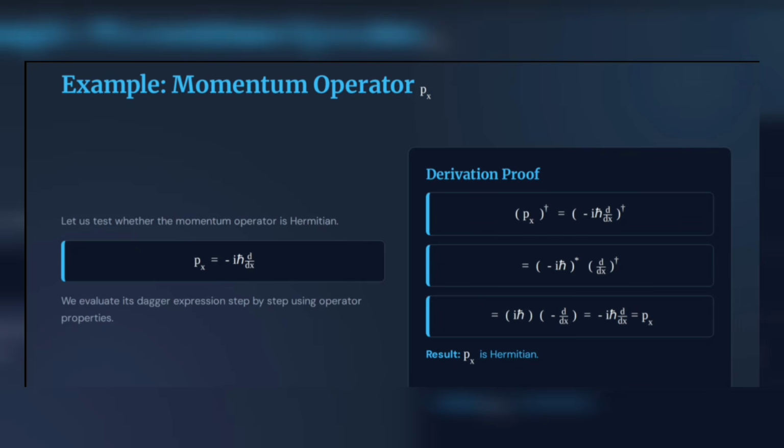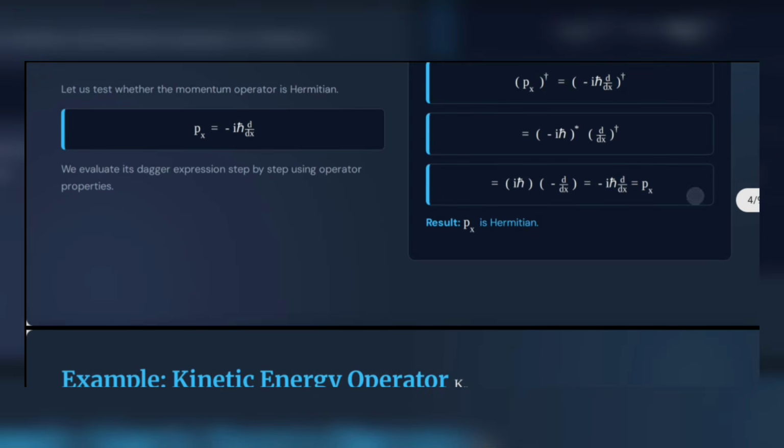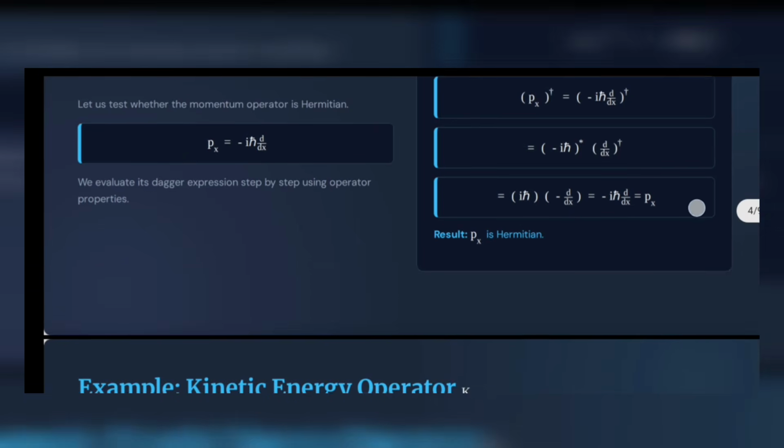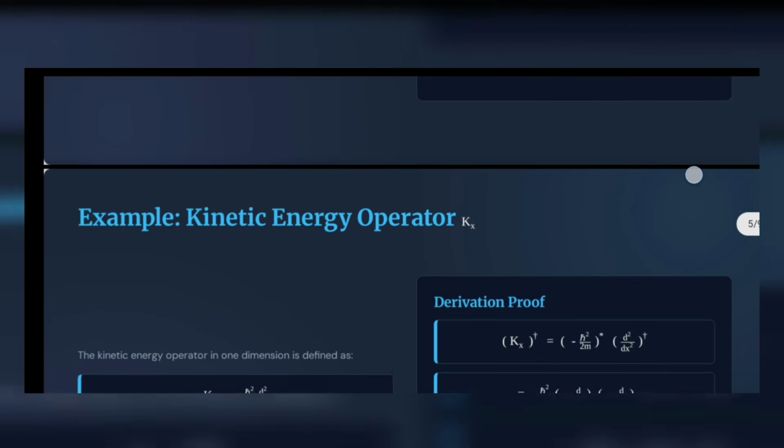Since the complex conjugate of minus iota is plus iota and the derivative dagger is minus d by dx, we get iota h cut times minus d by dx, equal to iota h cut d by dx. The momentum operator equals px, proving it is Hermitian.